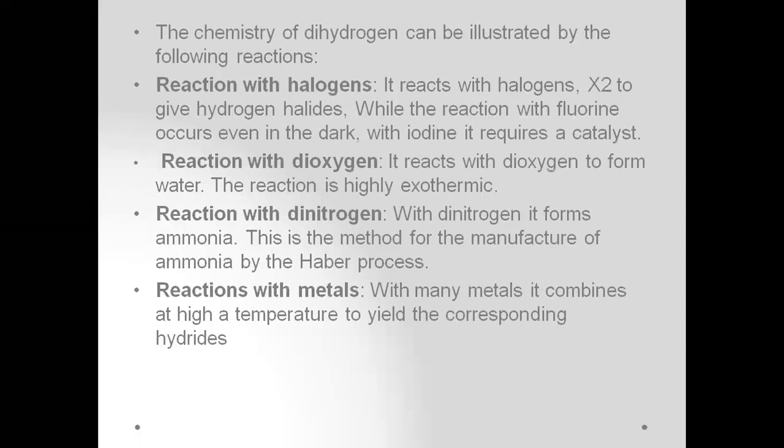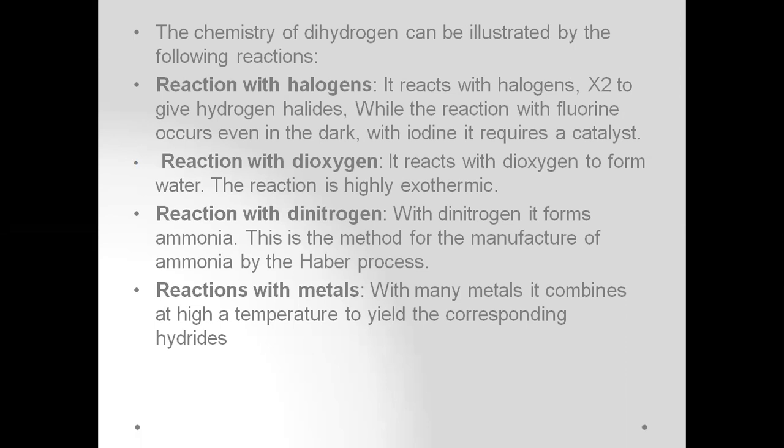Okay, so now we'll talk about the reactions of dihydrogen, how dihydrogen reacts with other elements to form hydrides. First, reaction with halogens: it reacts with halogens to give hydrogen halides, while the reaction with fluorine occurs even in the dark. With iodine, it requires a catalyst. Halogens are the fluorine family: fluorine, chlorine. These are the halogen family, the 17th group. So it can react with the halogens and form hydrogen halides.